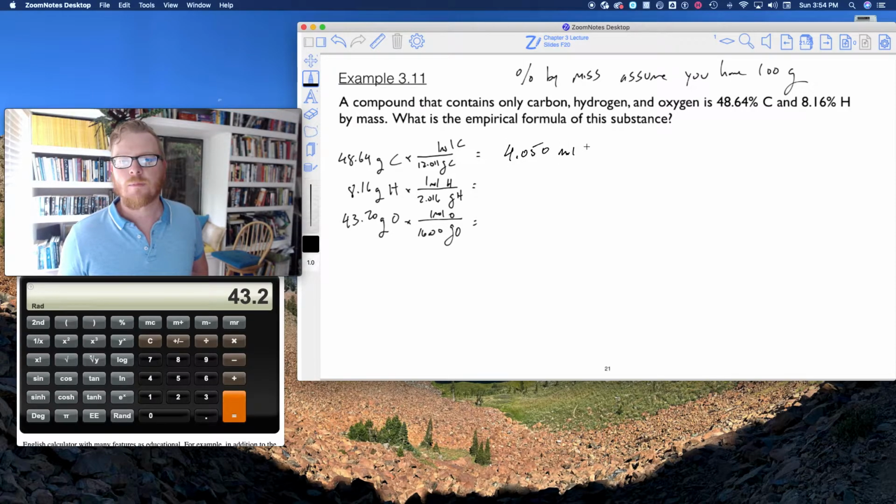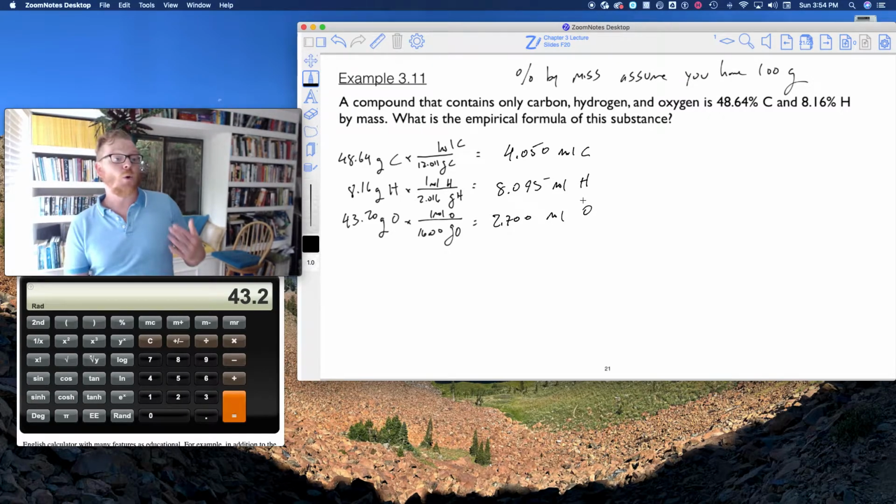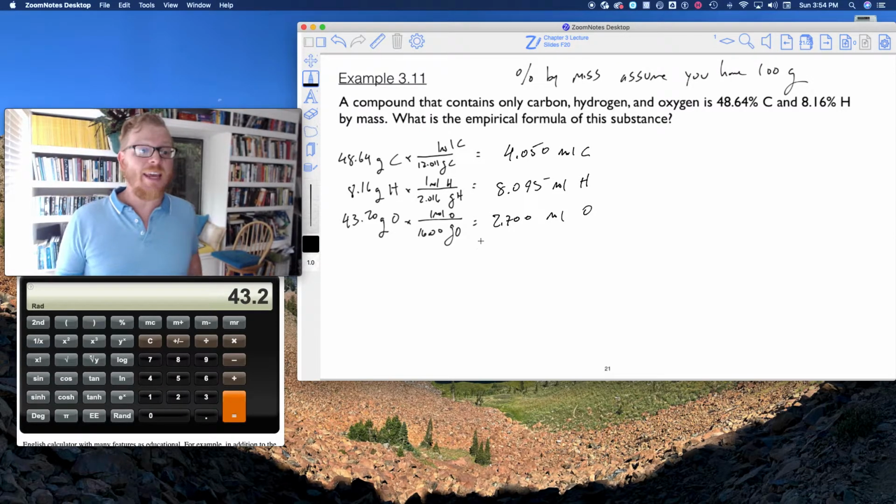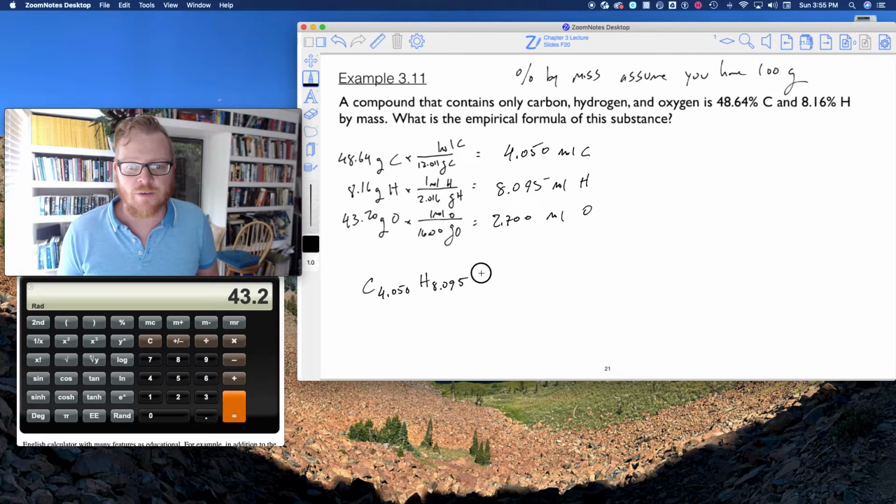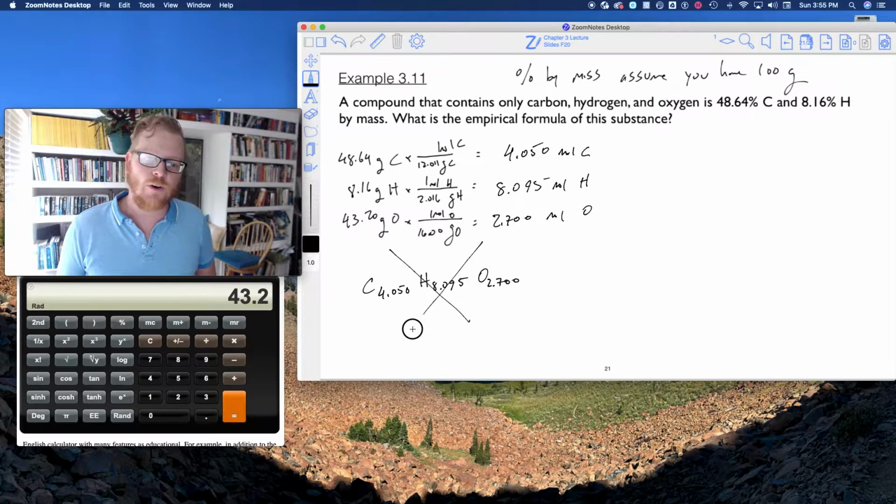4.050 moles of carbon. When I do this calculation for hydrogen, I get 8.095 moles of hydrogen. And when I do this calculation for oxygen, I get 2.700 moles of oxygen. So what does all of this mean? Well, what this means is that this compound would have a formula C4.050H8.095O2.700. And that's a big no dice.